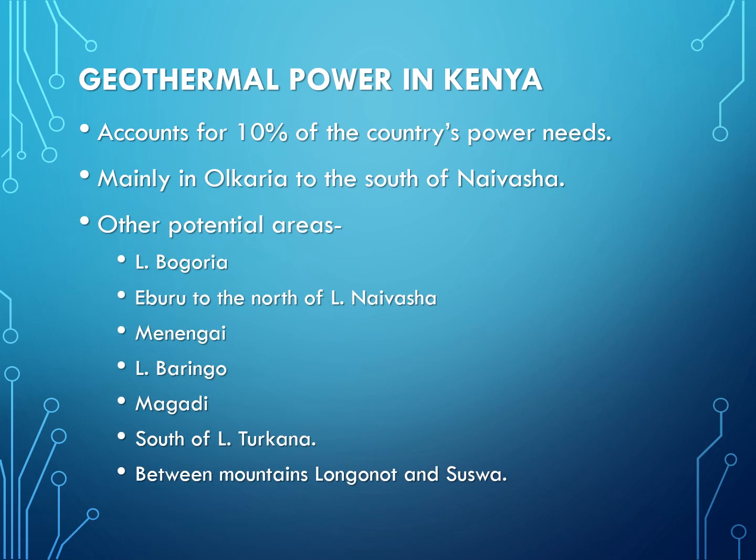That area has the potential for power production, and all of these are within the Rift Valley because it is the area that is geologically active. So we have other potential in Bogoria, Eburu to the north of Lake Naivasha. We have Menengai, Baringo, Magadi, Turkana, and some parts of Longonot and Suswa.